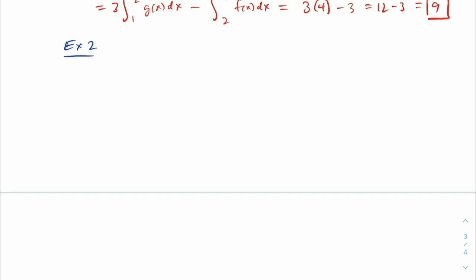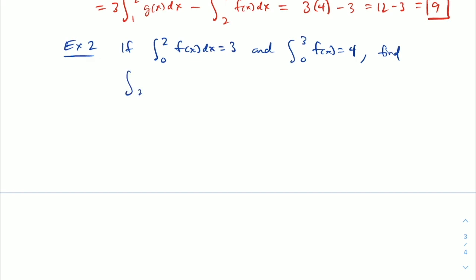So in this example, we're given the integral from 0 to 2 of f of x is 3, and the integral from 0 to 3 of f of x is 4. And we're asked to find the integral from 2 to 3 of f of x plus 4.